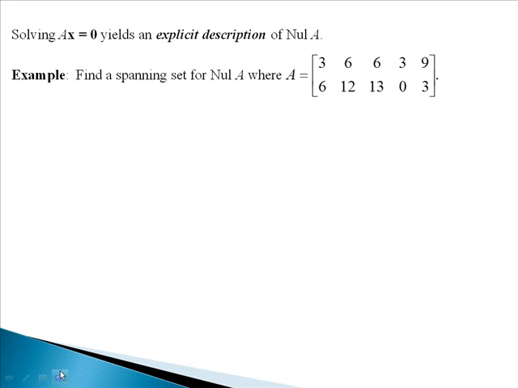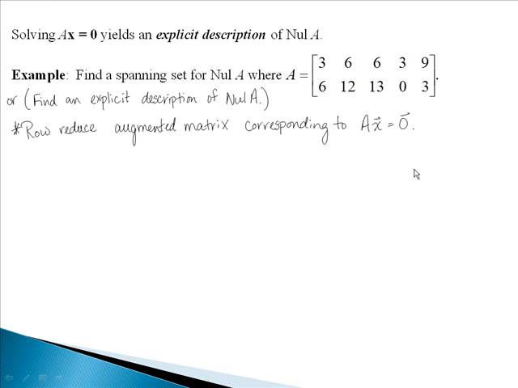So in this example, we want to find a spanning set for the null space of A where our matrix A is given here. Or, in other words, to find an explicit description of the null space of A, where we can actually see what the entries would have to be. So the first thing we need to do is to row reduce the augmented matrix corresponding to our homogeneous equation, AX equals 0.